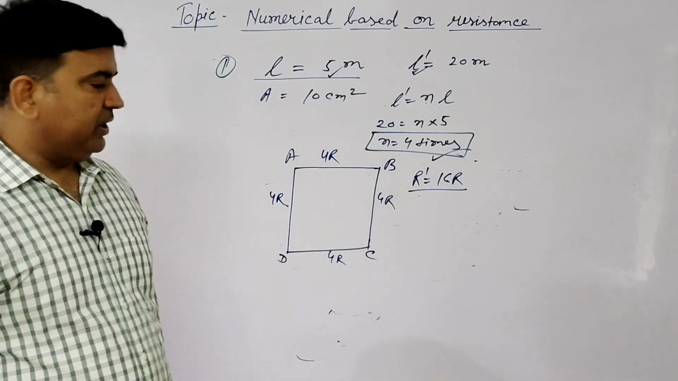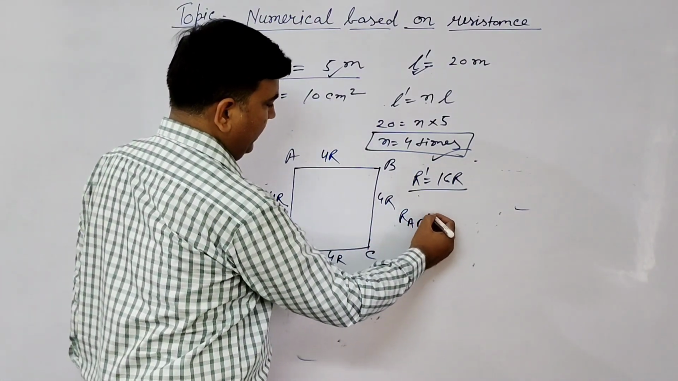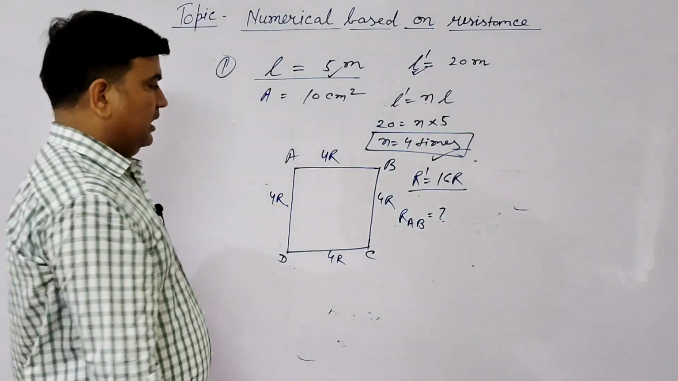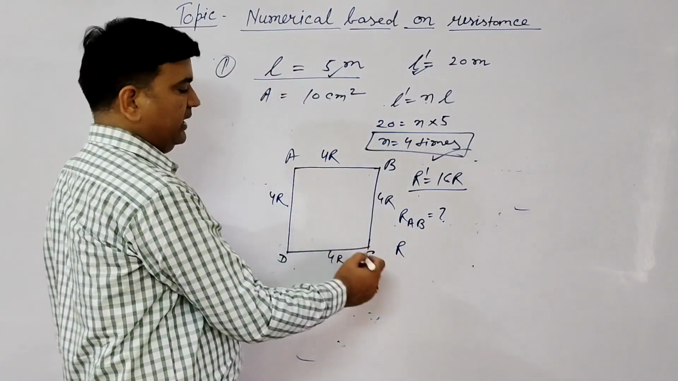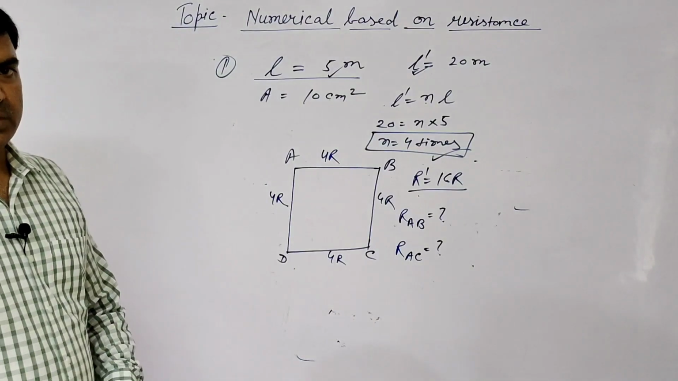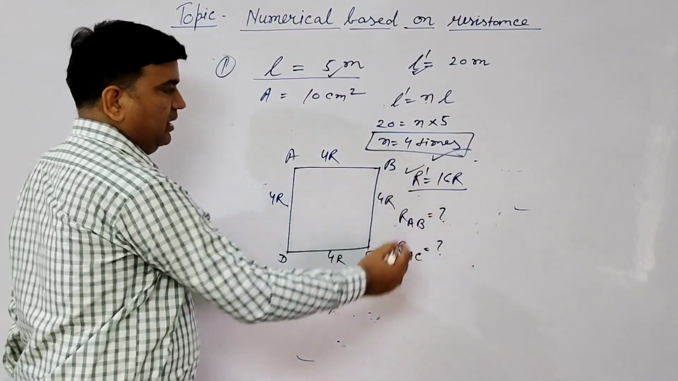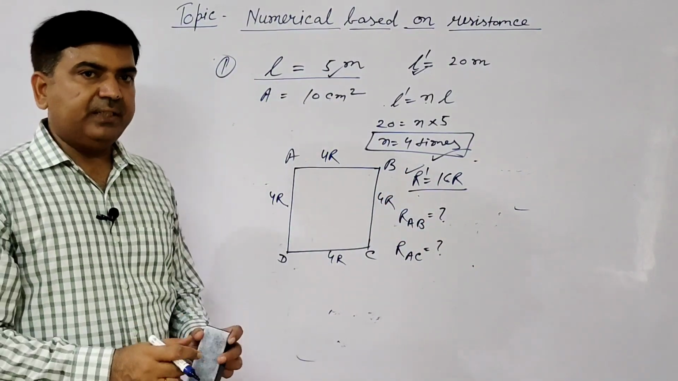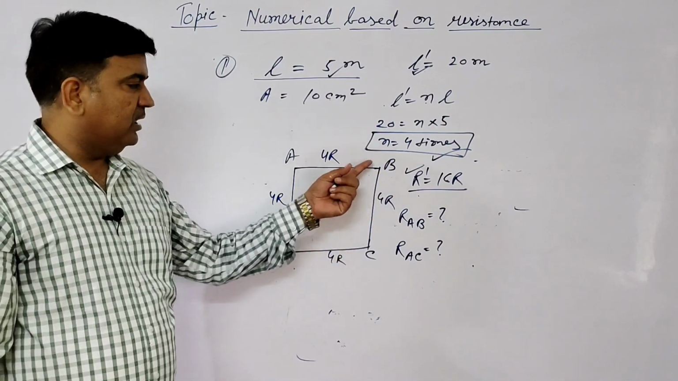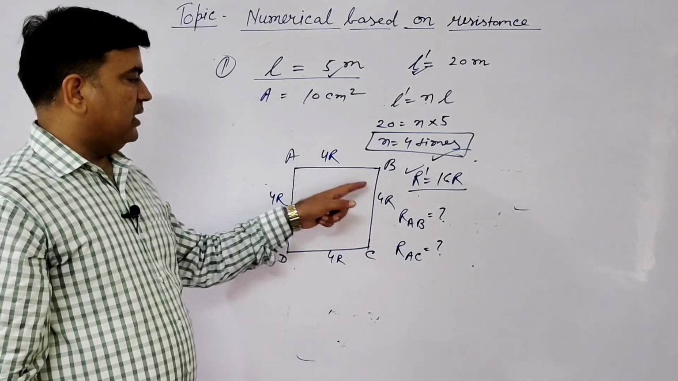And suppose that in this question, we have to find the equivalent resistance across the points AB, or across any one side of the square, or find the equivalent resistance across any diagonal, that is AC. That means the resistance of the wire becomes 16 times after stretching the wire, and now it is divided into 4 equal parts and makes a square. Each part of the square has a resistance of 4R.